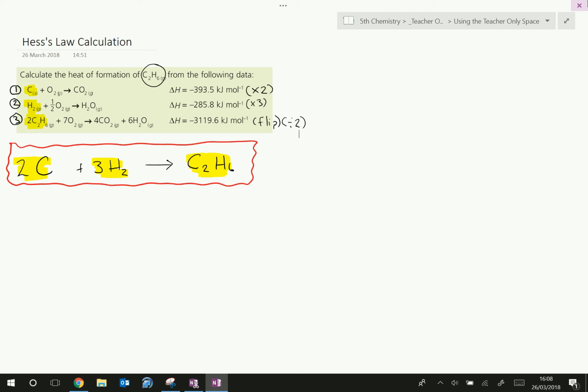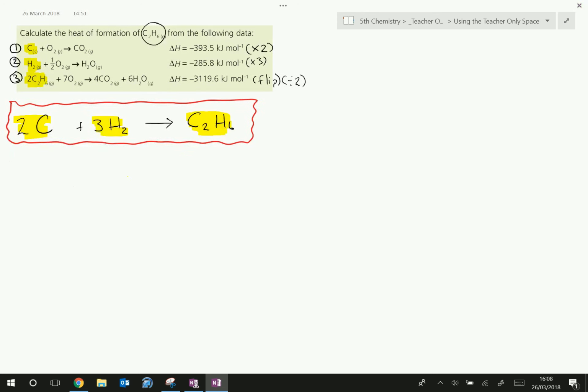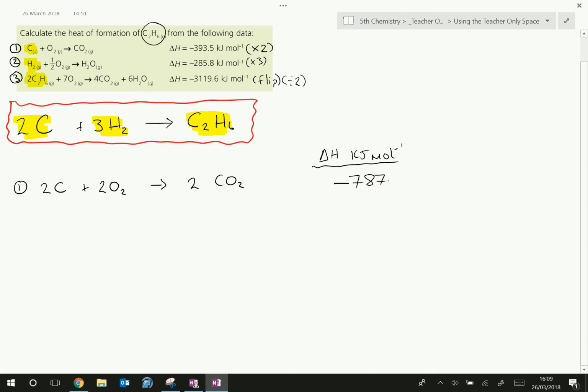So now I'm going to write down what I have actually changed. So we're going to rewrite equation 1 and make the changes. So I need to double everything. So I have 2 C's, I have 2 O2s, and that gives me 2 CO2s. And my delta H value is going to be twice what it was. So if I double minus 393.5, I'll get minus 787. So that's equation 1 adjusted.